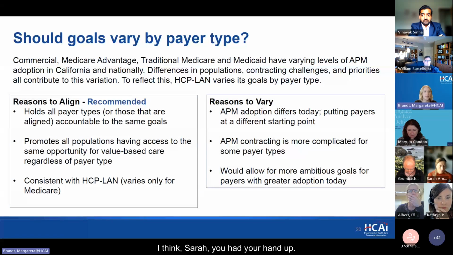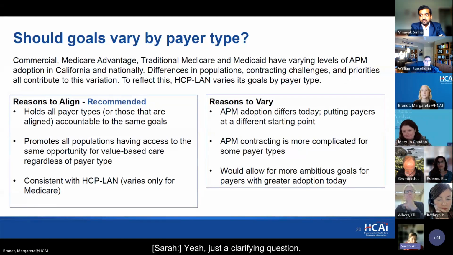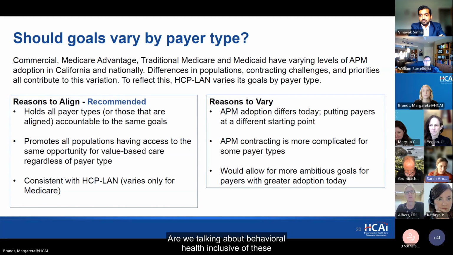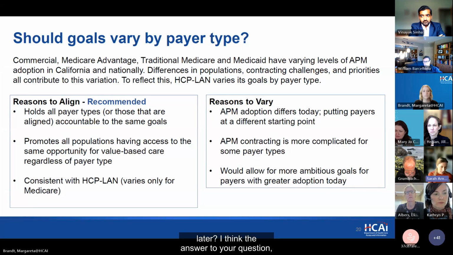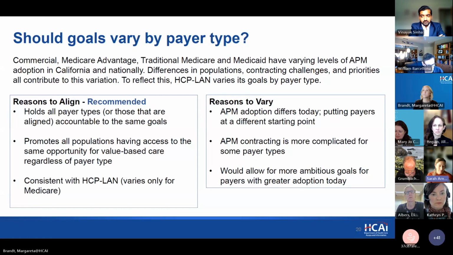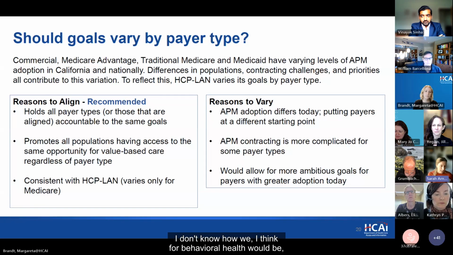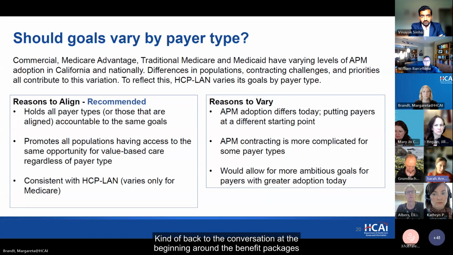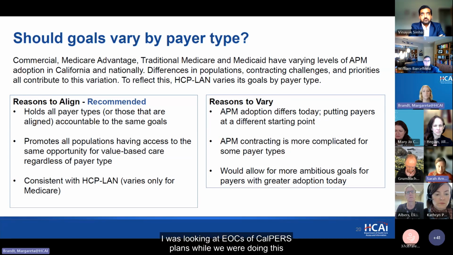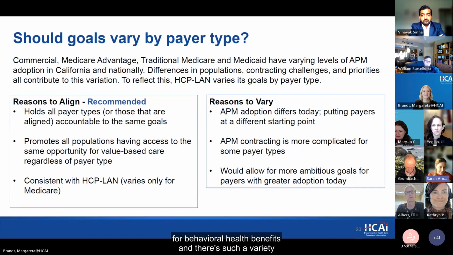I think, Sarah, you had your hand up. Yeah, just a clarifying question. Are we talking about behavioral health inclusive of these overarching goals now, or is that separate and will be addressed later? Because I think the answer to your question, for behavioral health, would be we have to acknowledge the different payer types, back to the conversation at the beginning around the benefit packages being so different. Like I was looking at EOCs of CalPERS plans while we were doing this for behavioral health benefits, and there's such a variety there. That's not even counting the Medicare and then Medicaid or Medi-Cal.